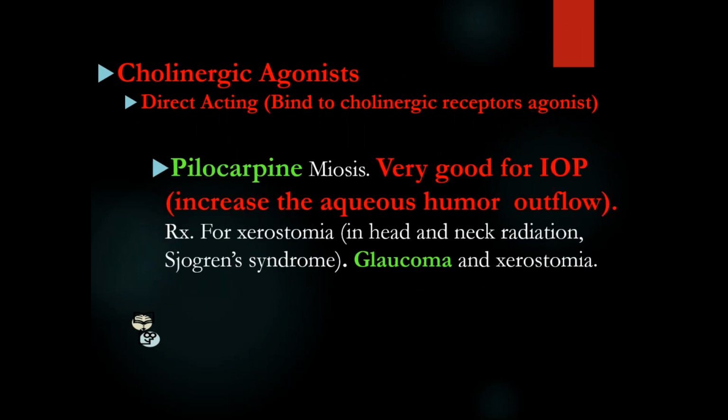Pilocarpine is actually very good for IOP, it decreases the intraocular pressure. It's being used for glaucoma. We have open-angle glaucoma, closed-angle glaucoma, etc. So definitely, pilocarpine is used for glaucoma.